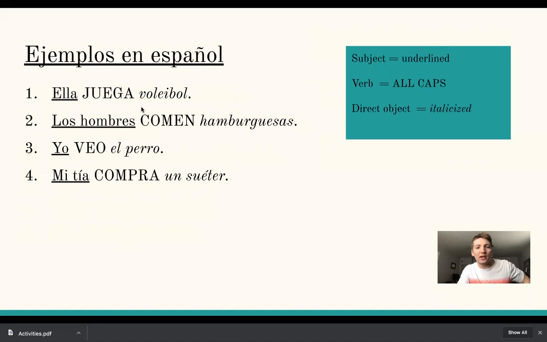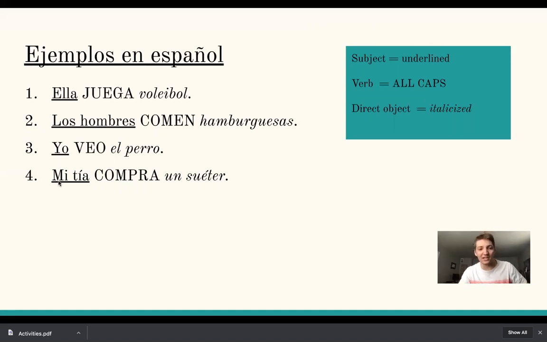It says, ella juega voleibol. All right? Ella is the subject. She is the person doing the action. Playing is the verb. What is she playing? Volleyball. That's our direct object, okay? Los hombres comen hamburguesas. Who's eating? The men. What are they doing? They're eating. That's our verb. What are they eating? The thing directly affected by the verb? Hamburgers. This is our direct object, okay? Yo veo el perro. I, subject, veo, see, the verb. What do I see? The dog. That is my direct object.